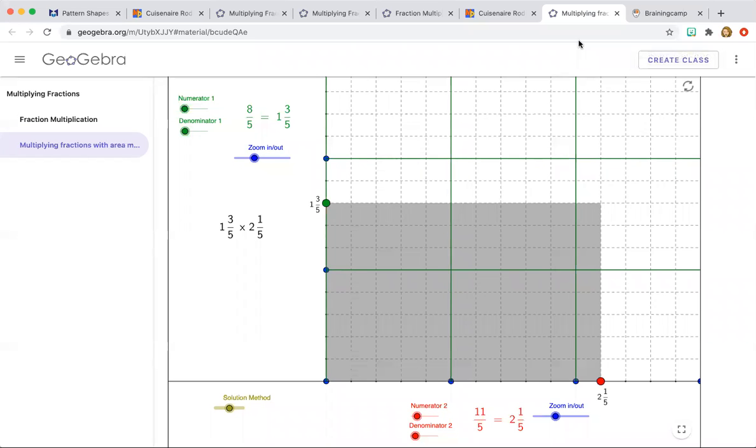So now I want to take a minute and show you this last new tool. And again, in this case, we have, oh, here it is, right? 1 3/5 times 2 1/5. And we can change those, but I'll show you.